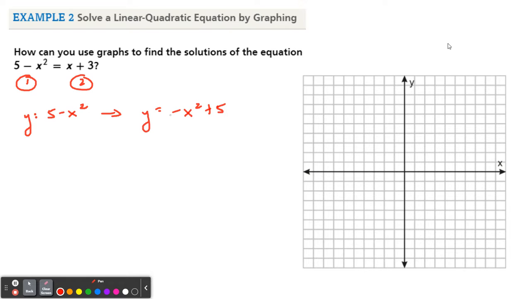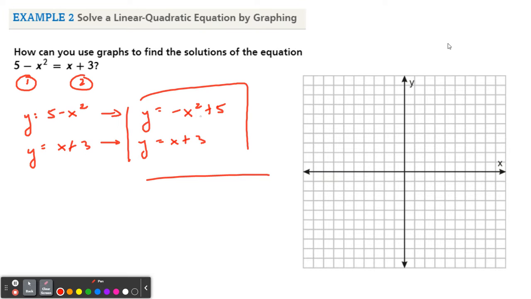Notice it has no b term. And then the second equation would be y = x plus 3. And this is our system. Quadratic on top, linear on bottom. Let's graph it, all right? And let's see where the two graphs cross. And again, I put a nice coordinate plane in here. Now, we could also do this by hand, but again, Desmos is here. Let's just make it a little quicker.